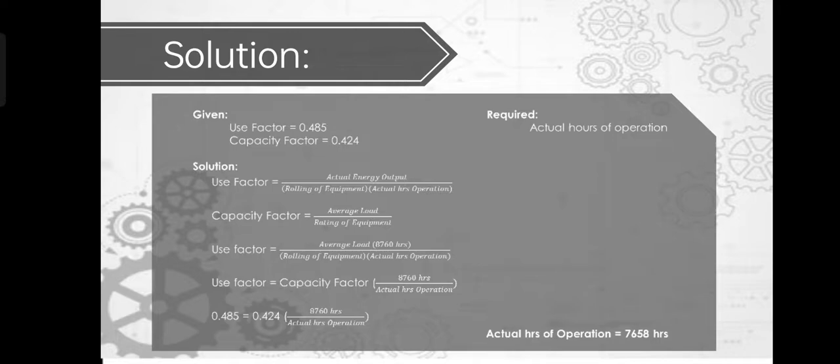So we substitute the use factor and the capacity factor: 0.485 is equal to 0.424 times 8,760 hours over the actual hours of operation. So the answer for the actual hours of operation is equal to 7,658 hours.